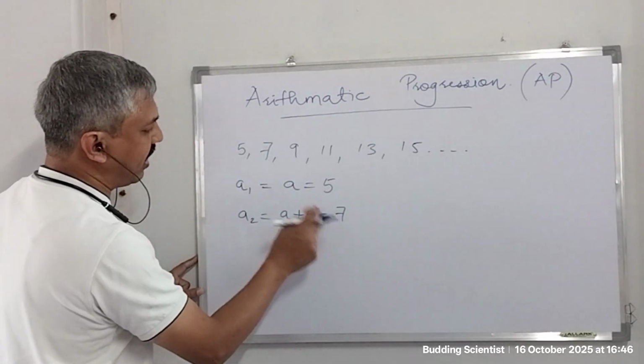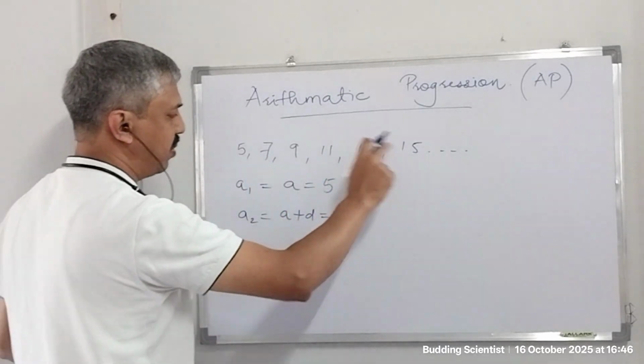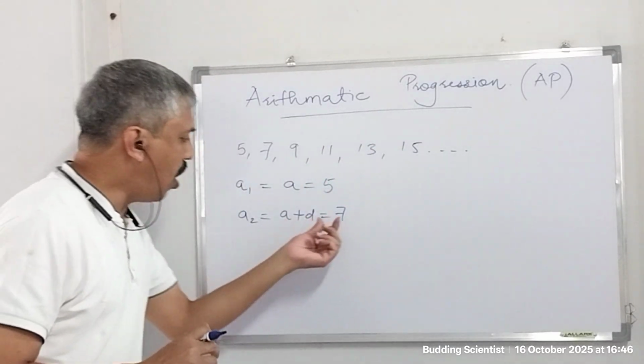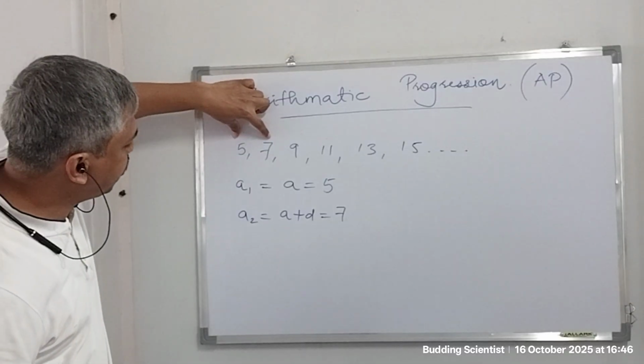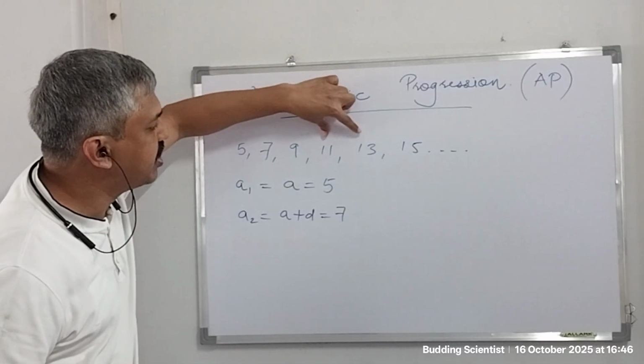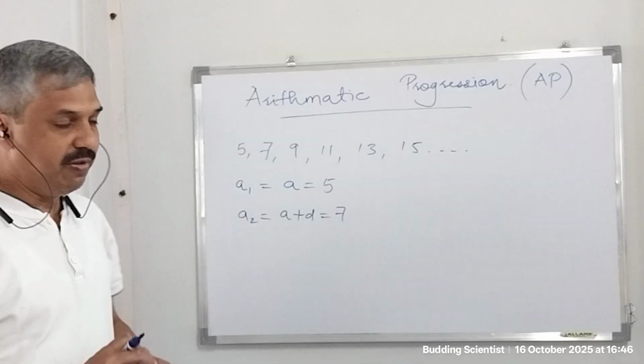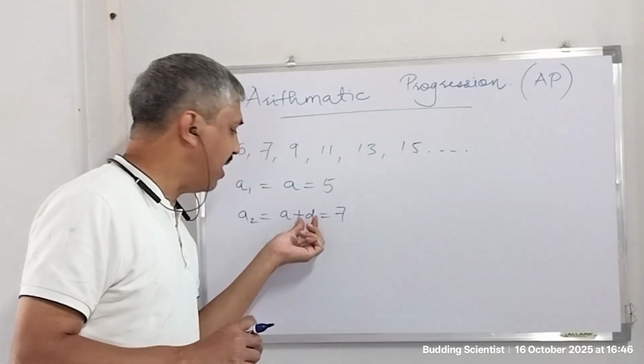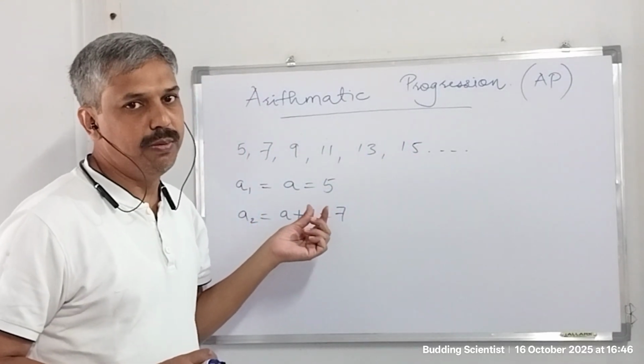Obviously you can subtract and you will get that D is equal to 2 in this sequence. D is the common difference because this is the difference between these two terms, these two terms, these two terms. If the sequence is increasing, the D value will be positive, the difference will be positive.